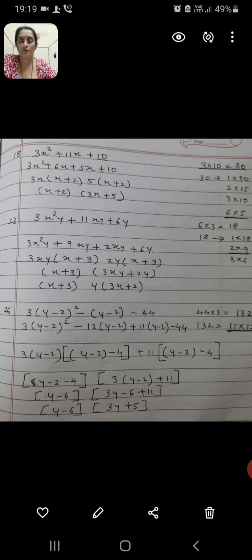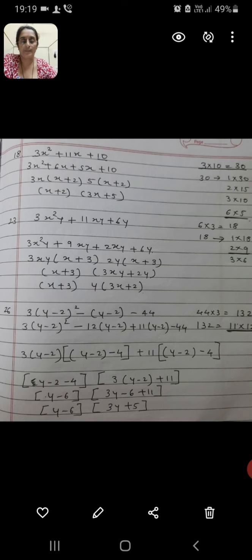Now group the first two terms, and the third and fourth terms. What is common between the first two terms? That is 3x. x plus 2 will be in the first bracket. What is common between the second two terms? That is 5. You will get x plus 2. Fine. So x plus 2 is repeated. We will take that as the first factor, and the remaining term, that is 3x plus 5, will be the second factor of the given term.